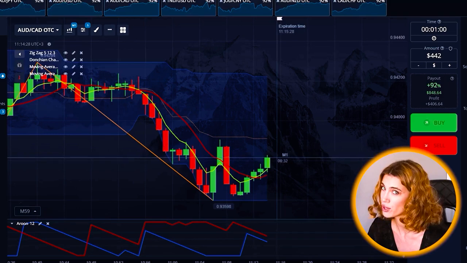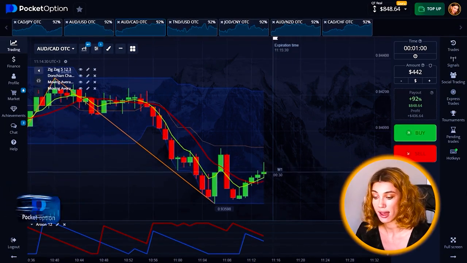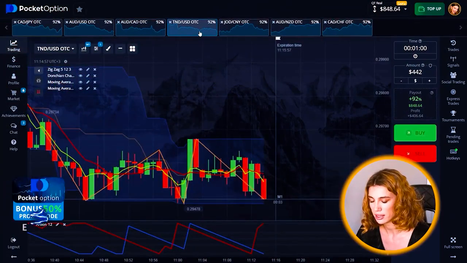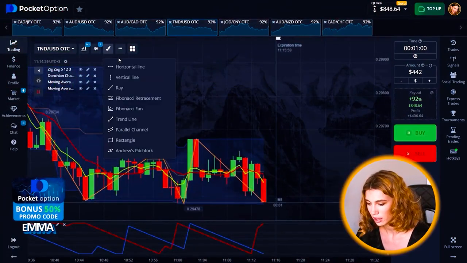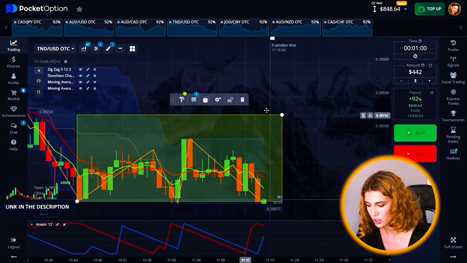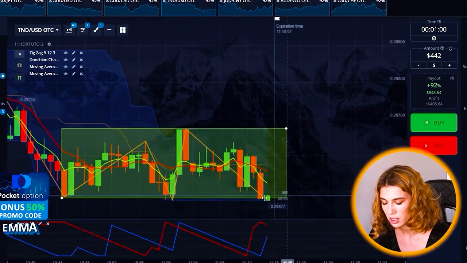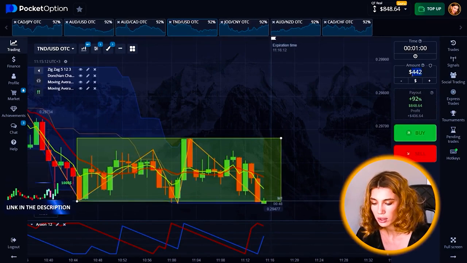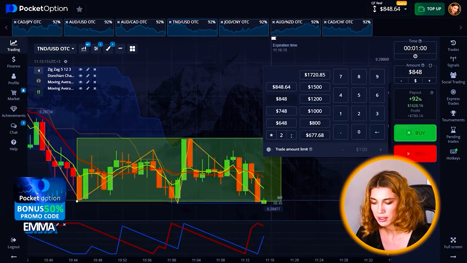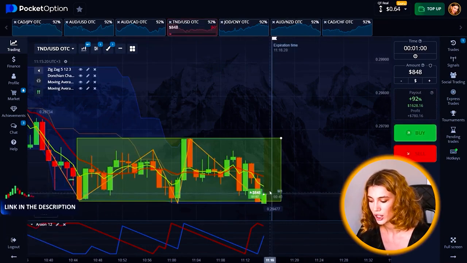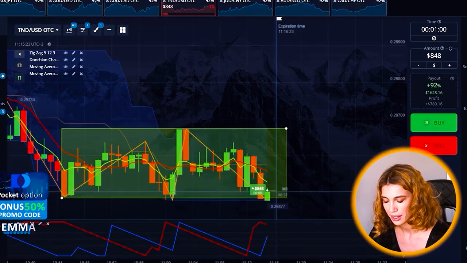We are getting really close to 1K, and that is a sign. Okay, next asset pair. And I'm going to add something here, which is going to help us analyze. And okay, I'm ready for the next bet. $848 it is. And take a look at what's happening.